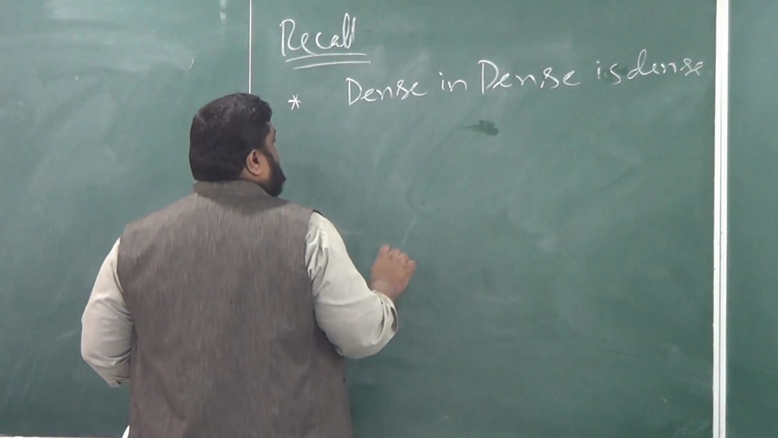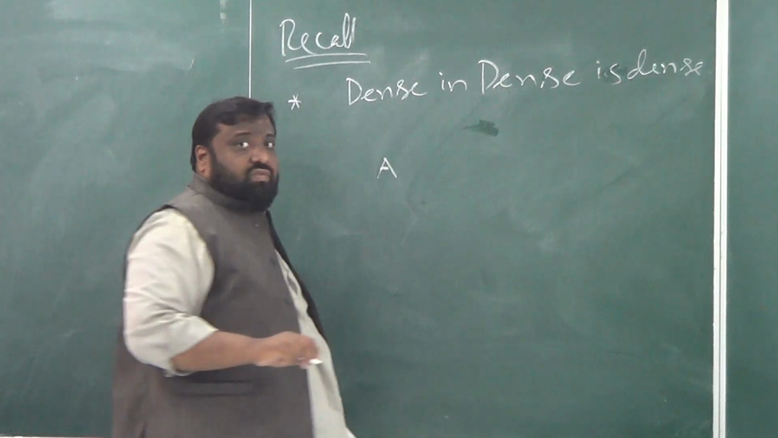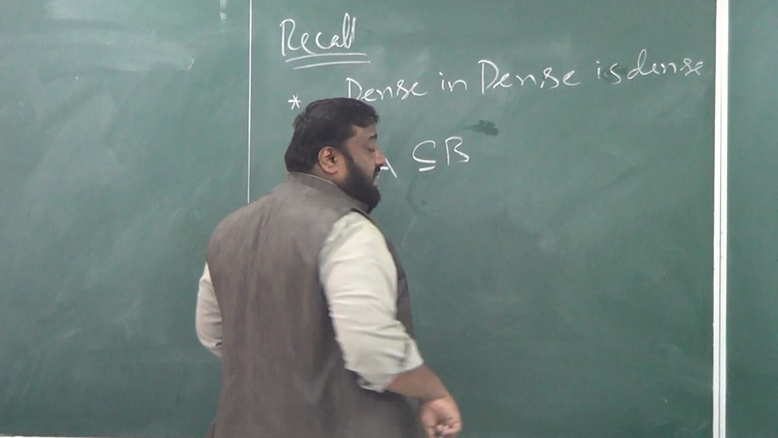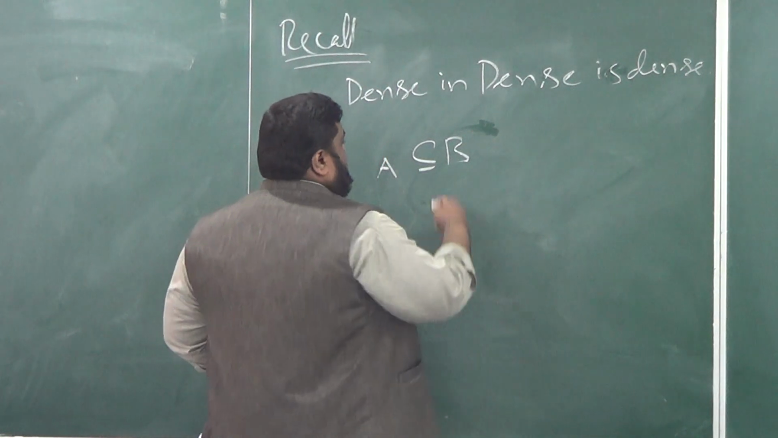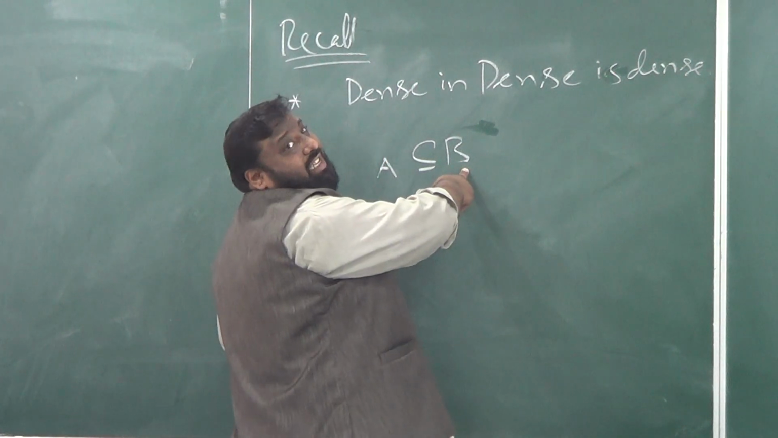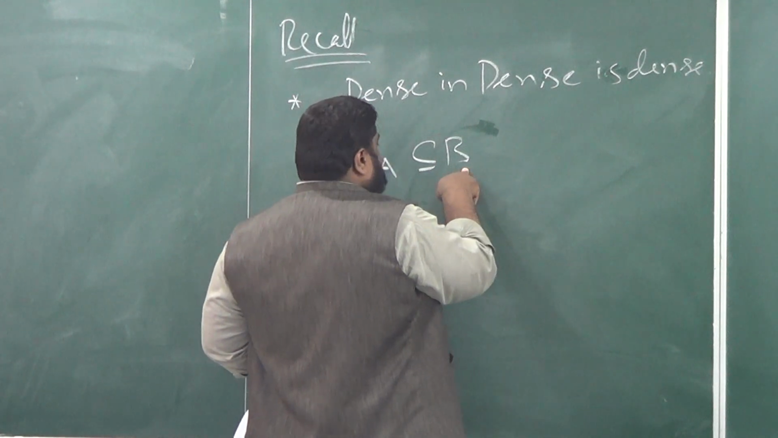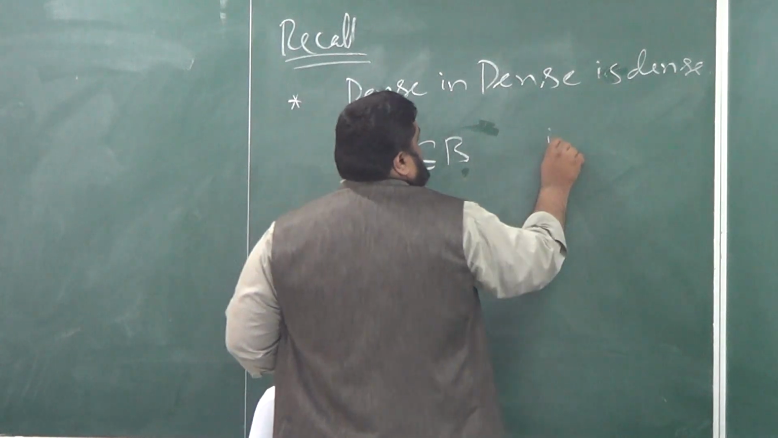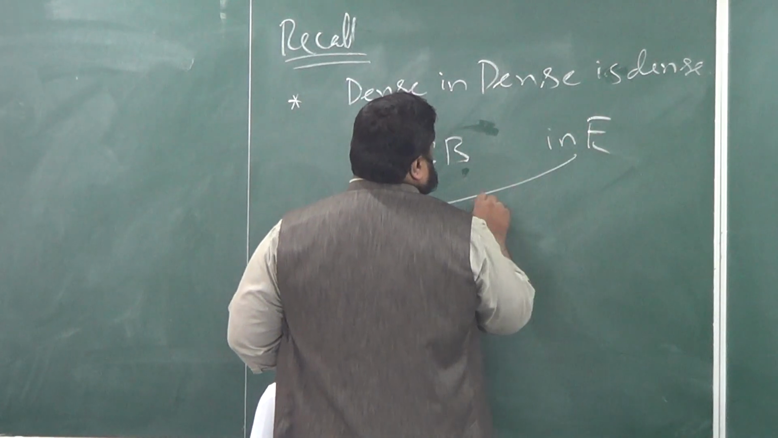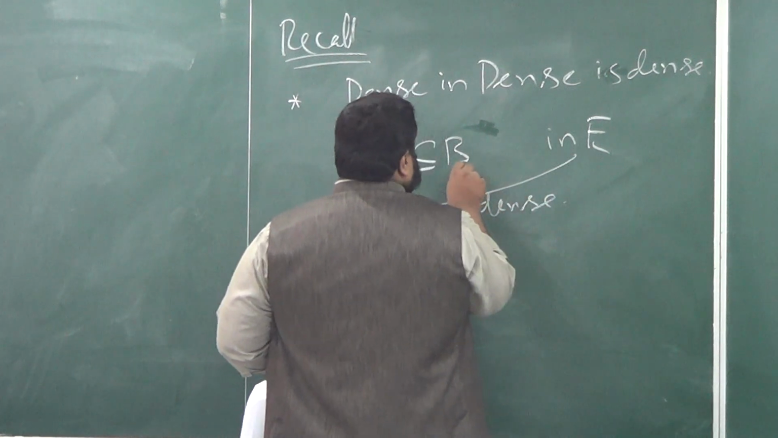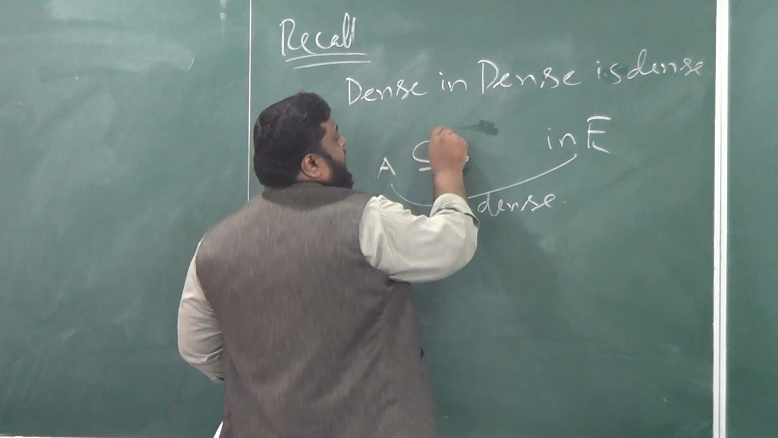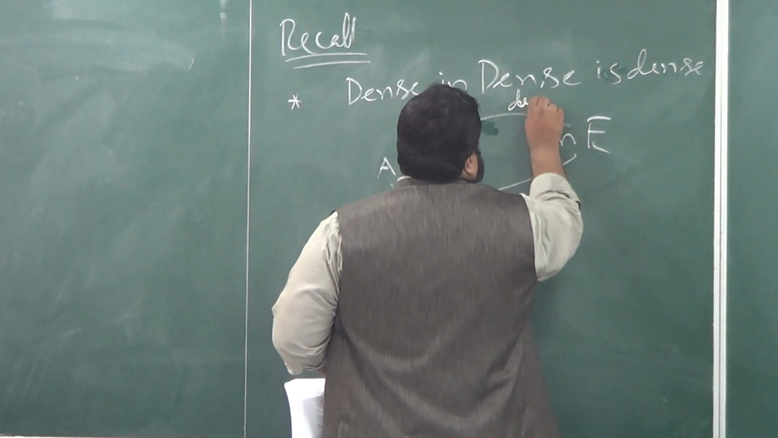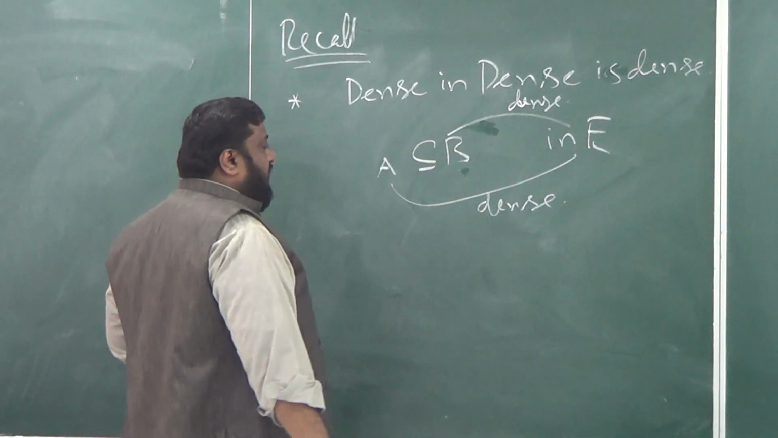So in other words, if I have a set A which is dense in E, and it's contained in some set B, for which we don't know whether it's dense or not, then B will also be dense in E. This is what we proved.